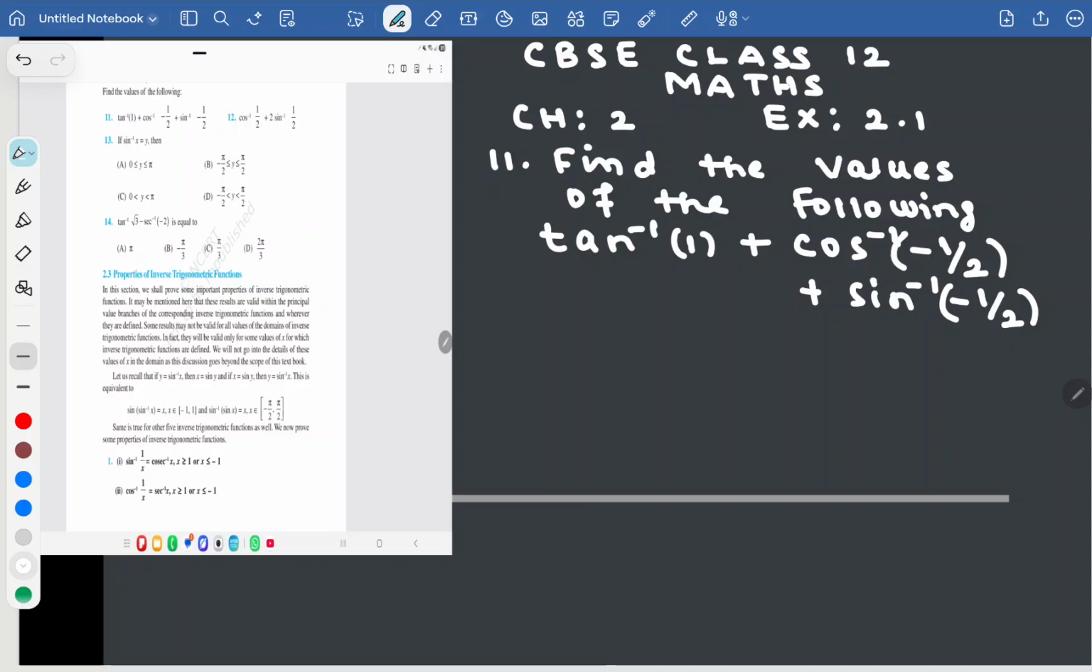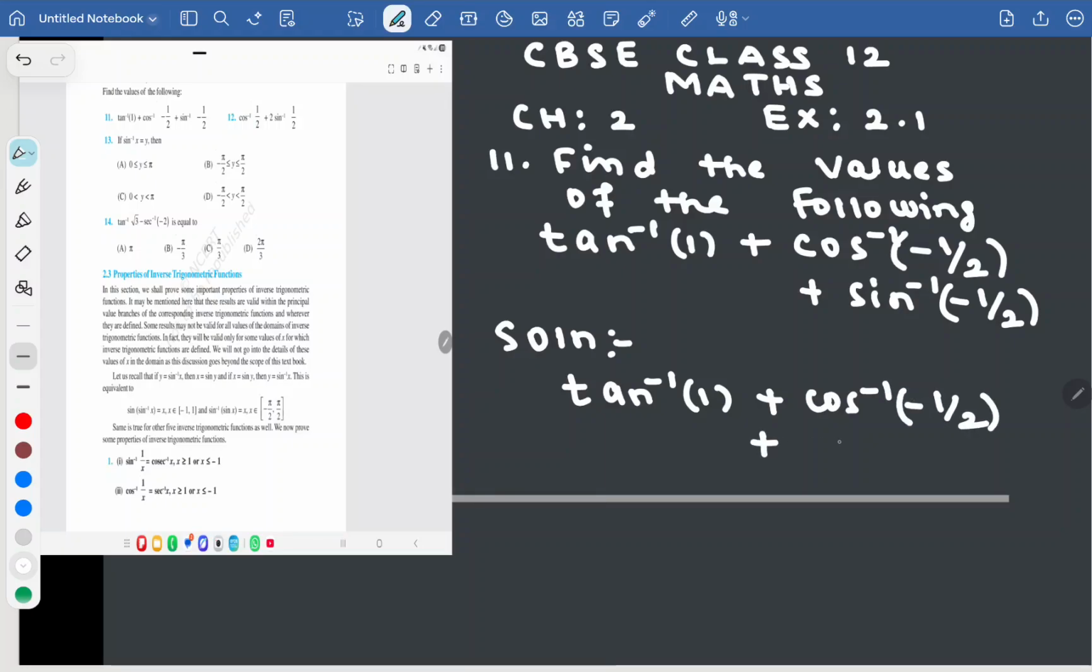The 11th one is given as: we have to find the values of the following: tan inverse of 1 plus cos inverse of minus 1 by 2 plus sin inverse of minus 1 by 2. Solution: what is given? Tan inverse of 1 plus cos inverse of minus 1 by 2 plus sin inverse of minus 1 by 2.